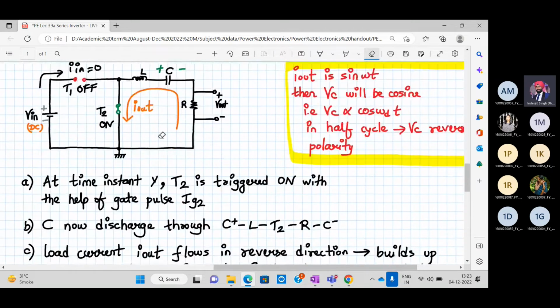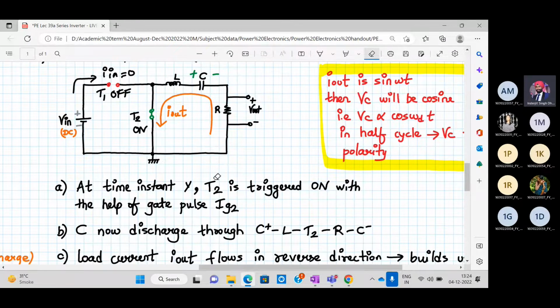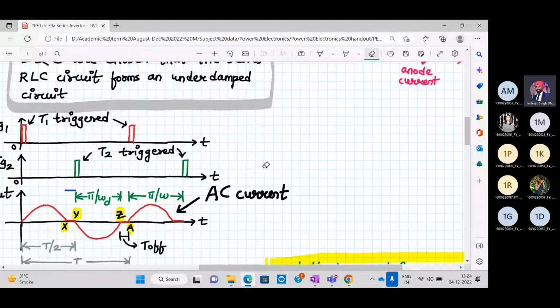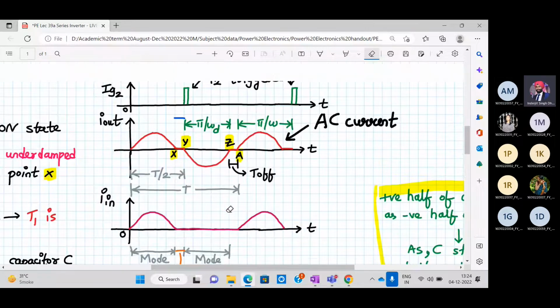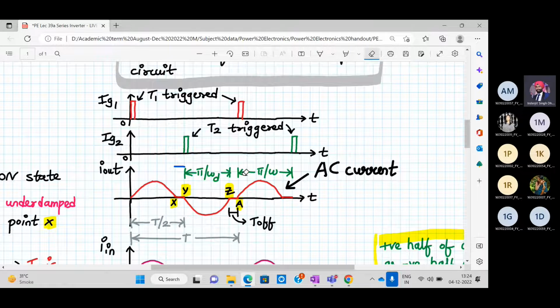So the capacitor in mode 3, a lot of interesting stuff is happening. First of all, the current is becoming negative. T1 is off, as in I_in is 0. Capacitor is discharging, and it discharges to a negative peak, and then it again decays back to 0 because of underdamped condition. This nature it will follow. So in this part of the waveform from Y to Z, input current will be 0, but I_out current will be negative. And then again from Z to A, you don't turn on T1 still.